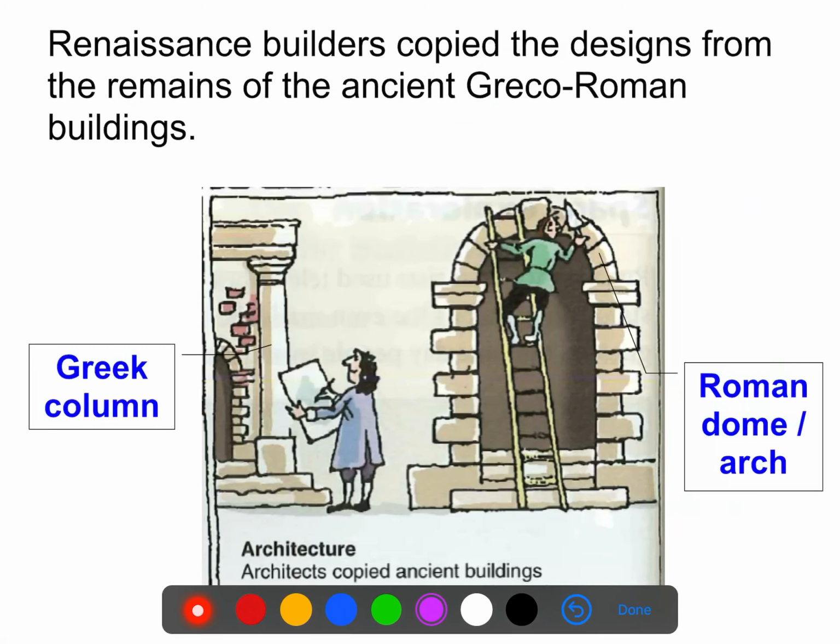And now let's go to the changes in buildings, or what we call architecture.